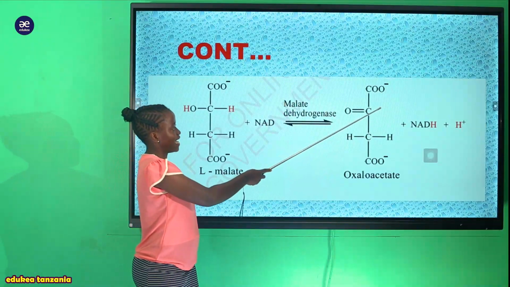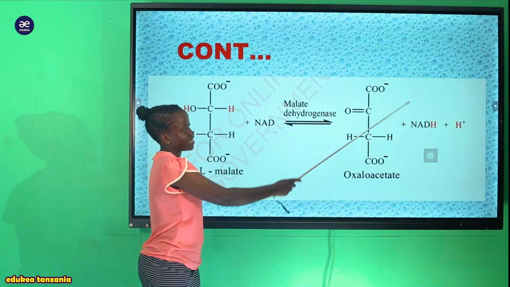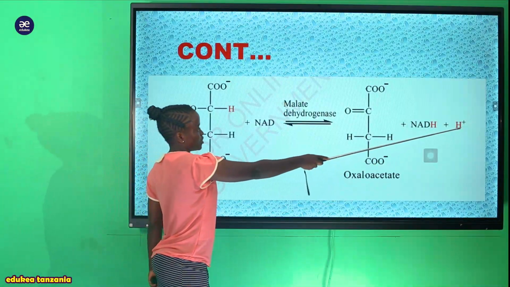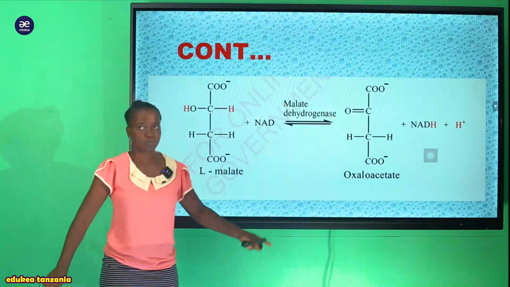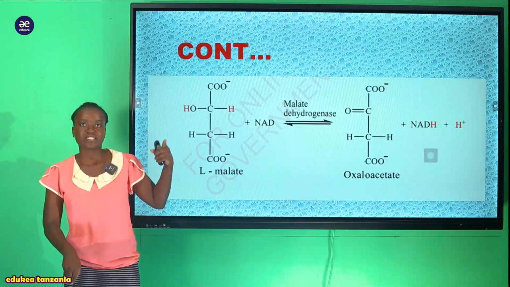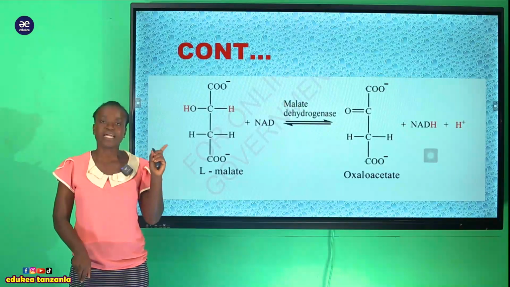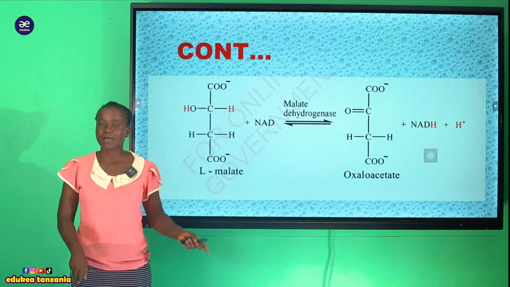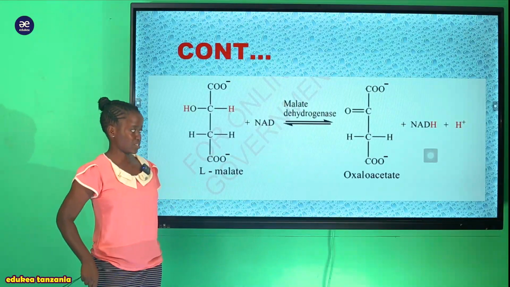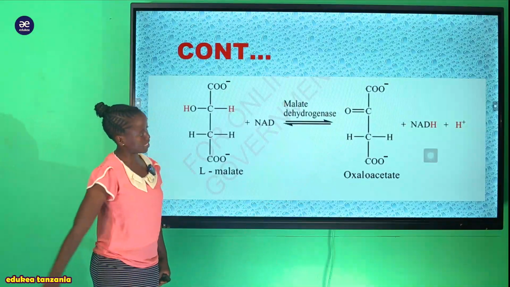So after removing those hydrogen groups, they go to form the NADH and that hydrogen. So when this hydrogen proton reacts with this, we get NADH2, which will later be used to form ATP in the last stage of oxidative phosphorylation. So we will use those NADH2. So now you can see our product now, it is the oxaloacetate.